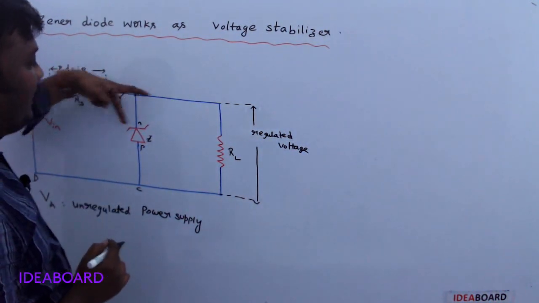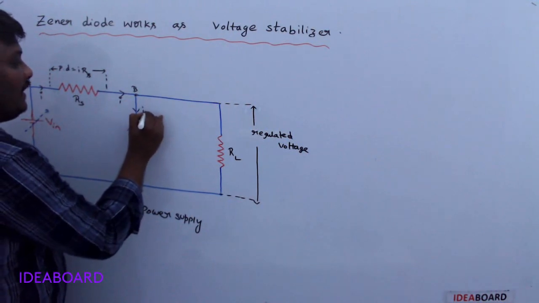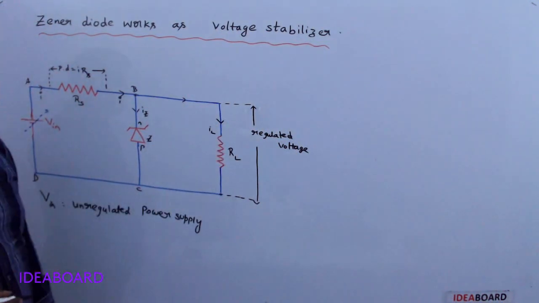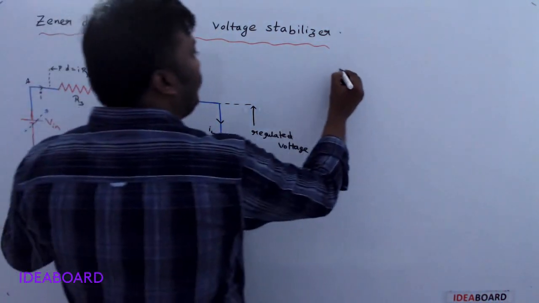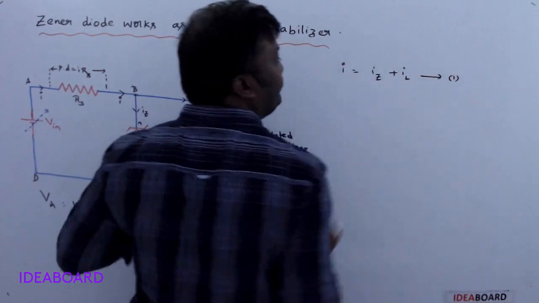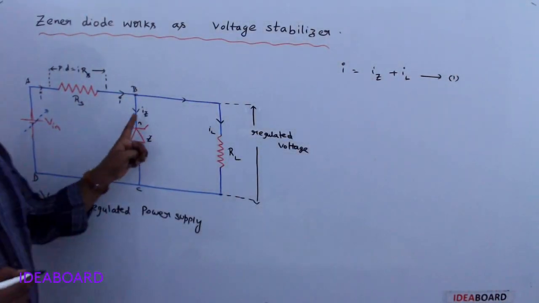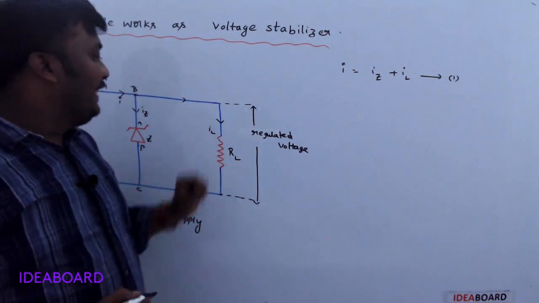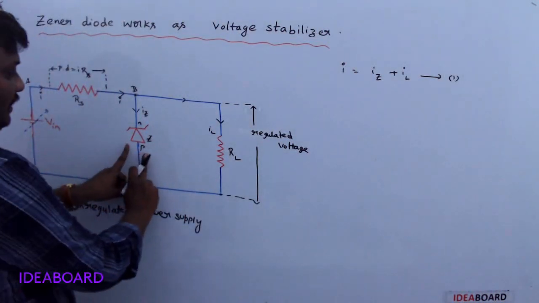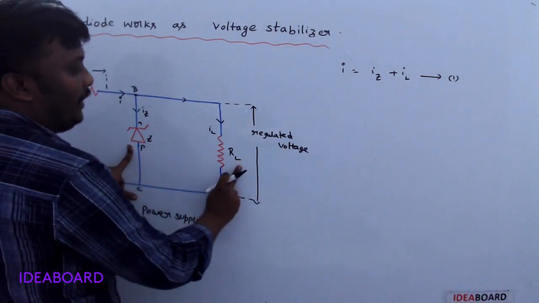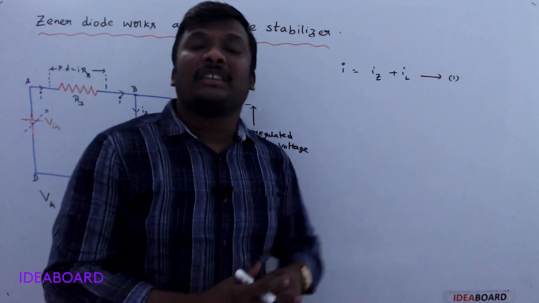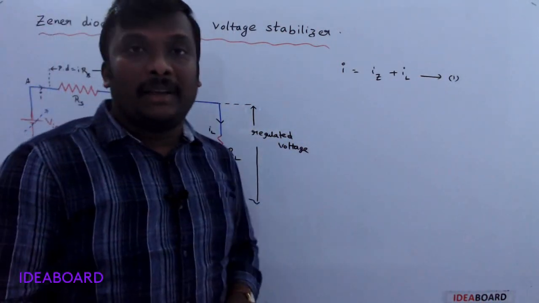At the junction, current is divided into two parts. One is IZ, another one is IL. So from the junction law, we can write I = IZ + IL. Understand now? IZ is the current through the Zener diode, and IL is the current through the load resistor. Is it clear? Now the Zener diode and load resistor are in parallel. In parallel, we know the potential across the two always remains constant.